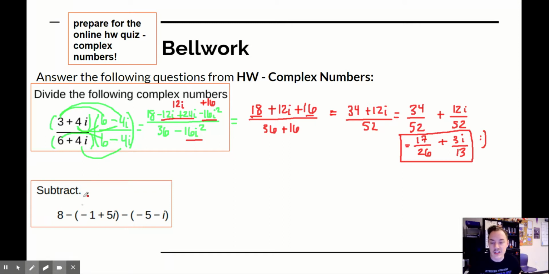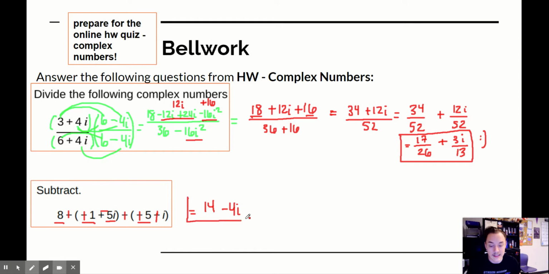Now here is just going to be subtract. So I need to make sure I have all my negatives distributed. I don't, so that means I need to change all the signs here. Okay, all my numbers are distributed. Now I can start combining. 8 plus 1 is 9, plus 5, that's going to equal 14. And then I have negative 5i, and then plus 1i, which is just going to be minus 4i.